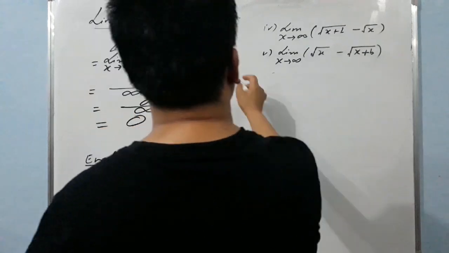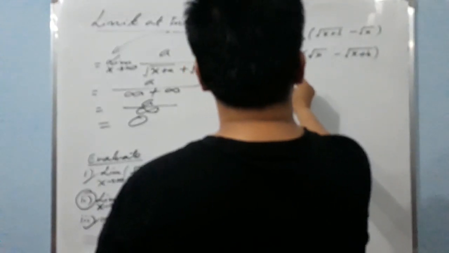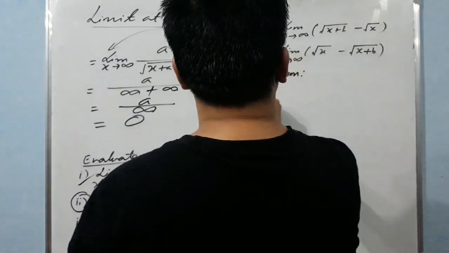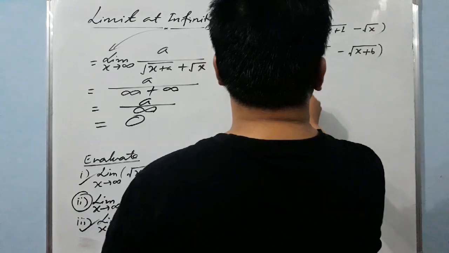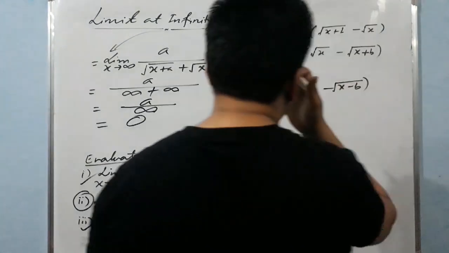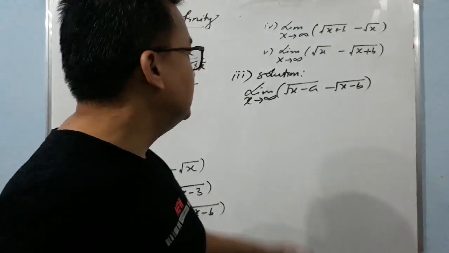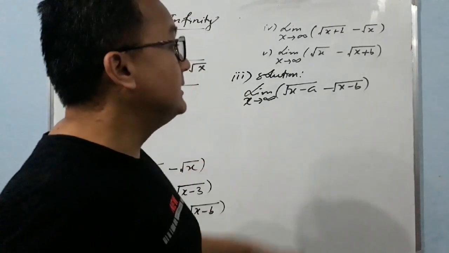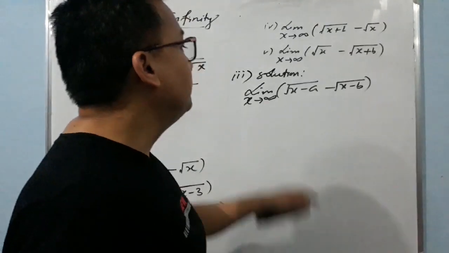Here we go. Question number 3. Solution. Limit as x tends to infinity, root x minus a upon x minus b. Okay, so if we start to use x tends to infinity, let's see what we will get here.